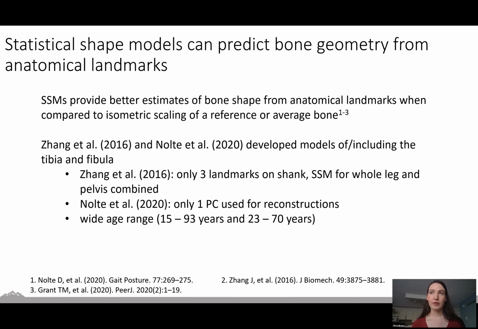Nolte and colleagues focused on the tibia and fibula, and they also did the femur, and they observed improvements in accuracy compared to isometric scaling. But for most of their results, they only reconstructed with one principal component. Both studies trained and tested their models on a group with a wide range of ages. They did this to include lots of variation in the model so that the model could be applied to, say, any healthy adult. But what if you're interested in a more specific group? Many of the biomechanics studies and lots of the projects here in the HPL are focused on young adults, and there may be less variation in shape within this group.